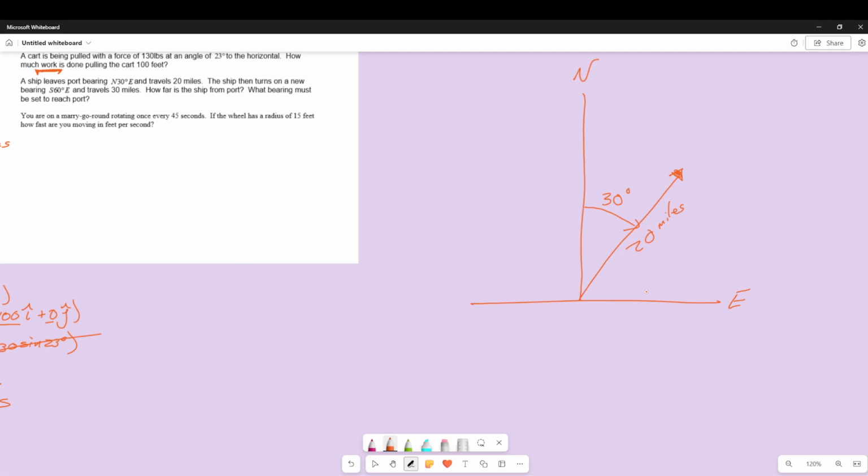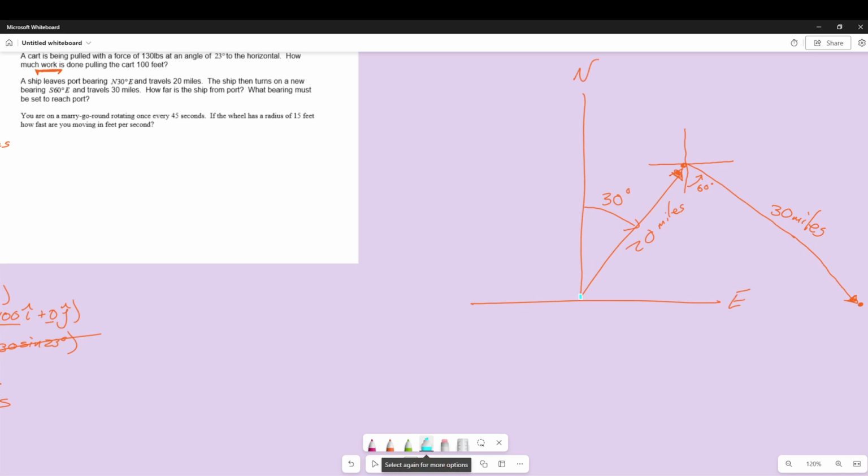The ship then turns on a new bearing, south 60. So this is going to get interesting. So it turns at a new bearing, south 60 degrees east. So that's 60 degrees. And travels 30 miles, so travels a little bit longer for 30 miles. How far is the ship from port and what bearing must be set to reach port?